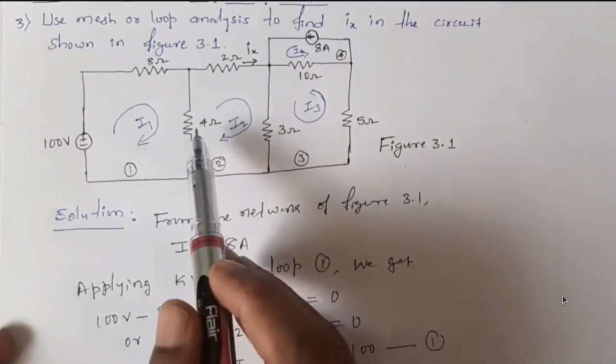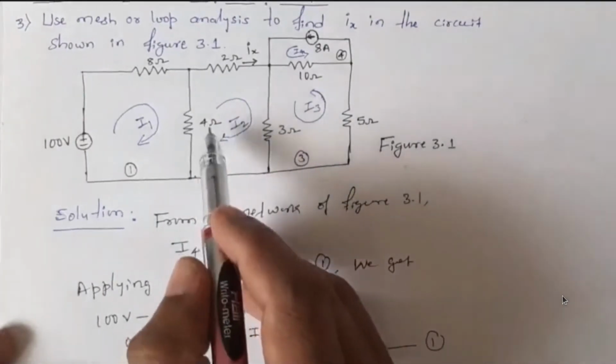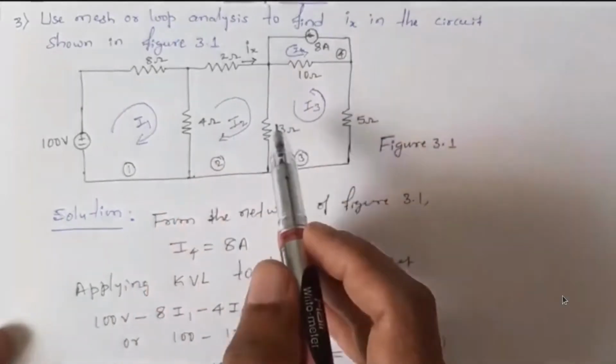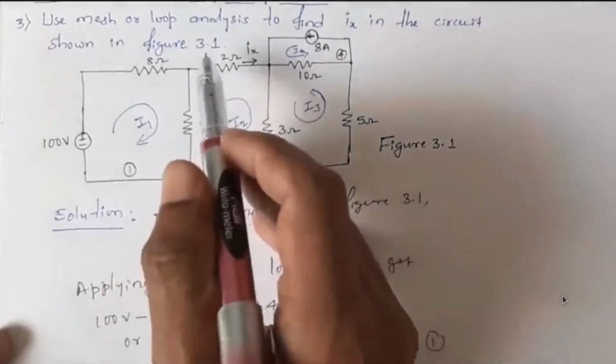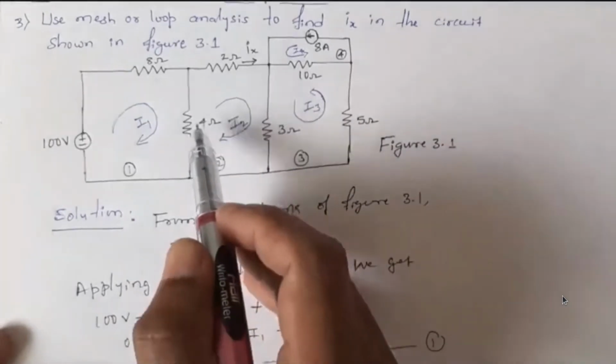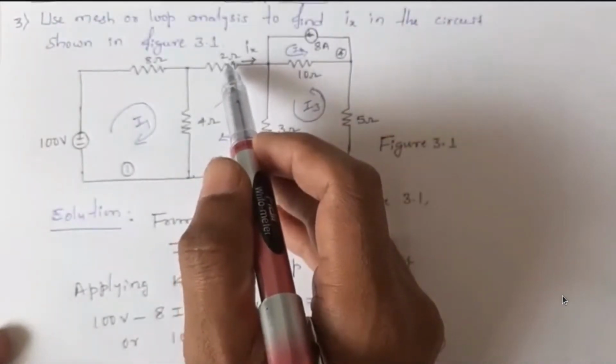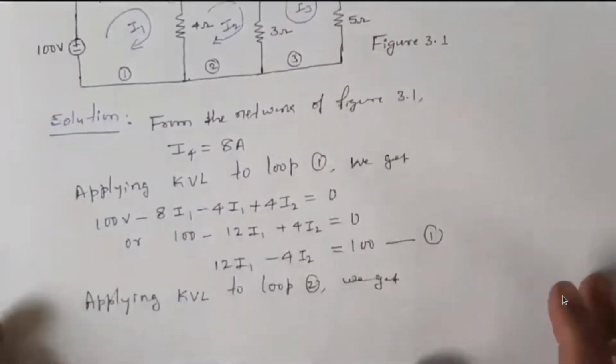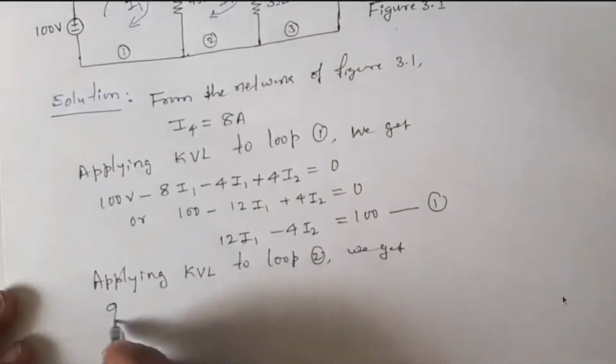In that case, look at, dear students, this is 4I2, this is 2I2, this is 3I2. Directly I can combine all. Means 4 plus 2 is 6, 6 plus 3 is 9. I can directly write like this, 9I2.